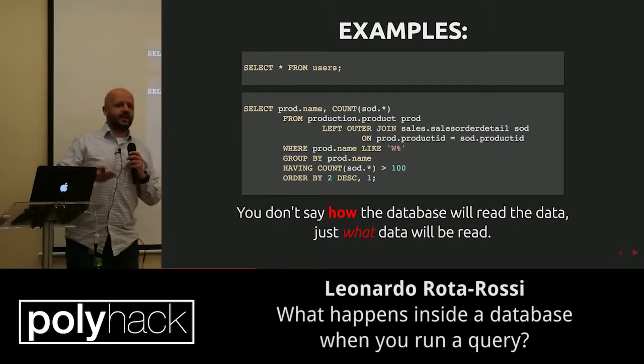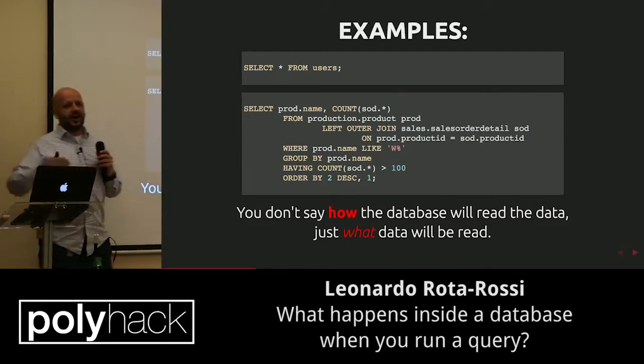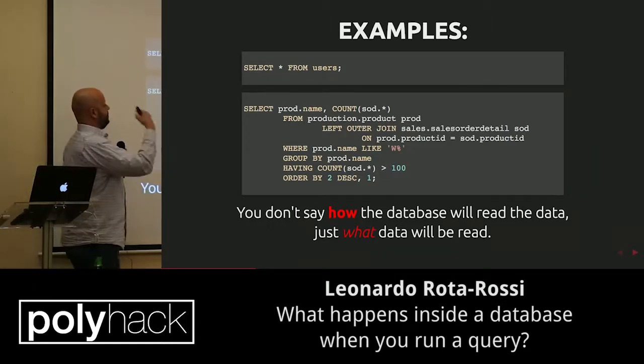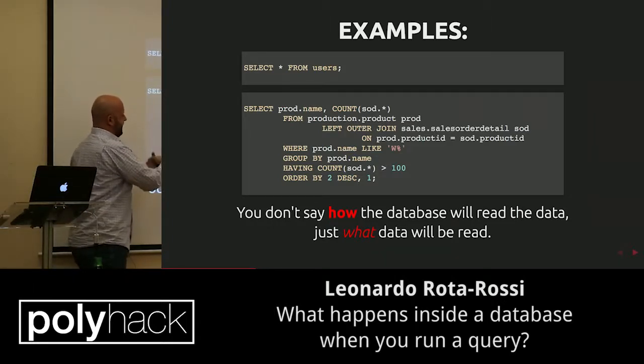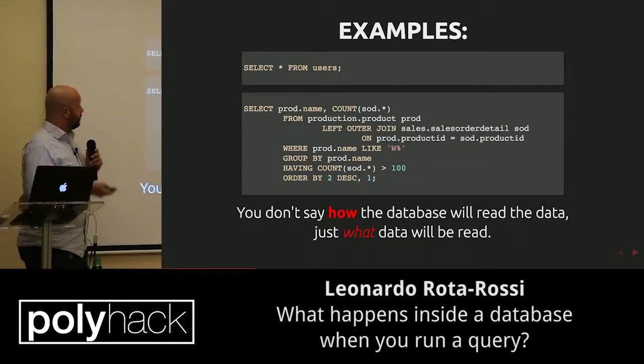And your queries can be as simple as the first one, select asterisk from users, or as complicated as the second one, that is still quite simple, just for representation. There's a join, there's a where, there is having, group by, order by, and so on.